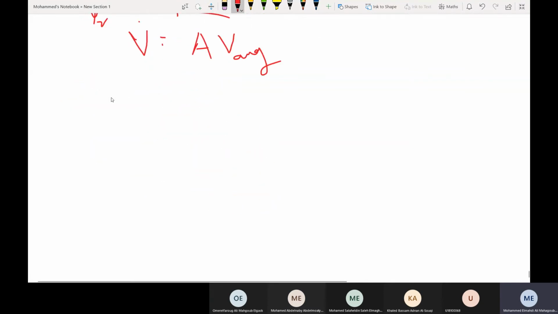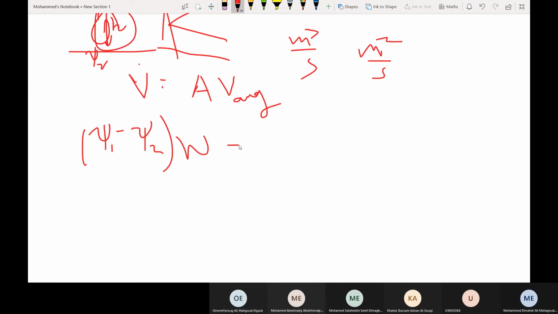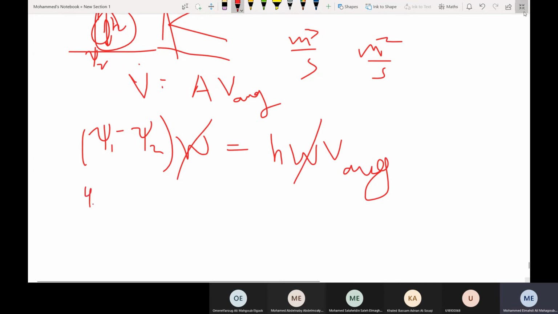Now we currently have psi 1 minus psi 2. Psi 1 minus psi 2 is the volumetric flow rate per unit width. Right? So we multiply by the width. Psi has units of meter squared per second and V dot has units of meter cubed per second. So we multiply by the width, equal to the area, which is the height of the duct multiplied by the width, and V average is given. We don't have the width but we can cleverly cancel it.